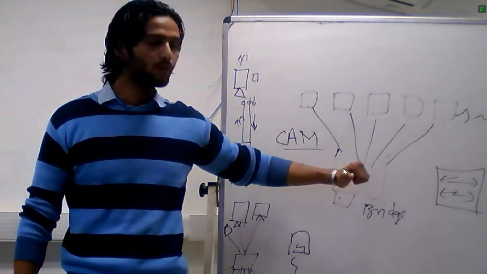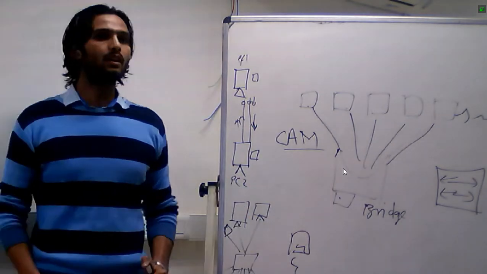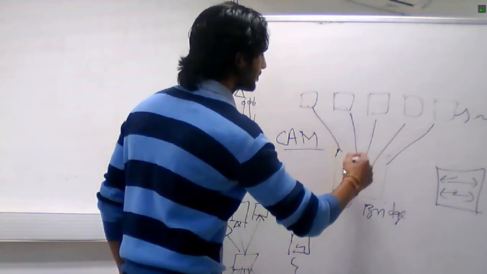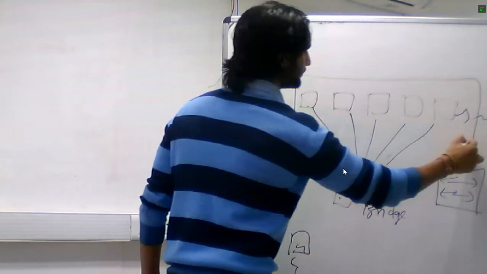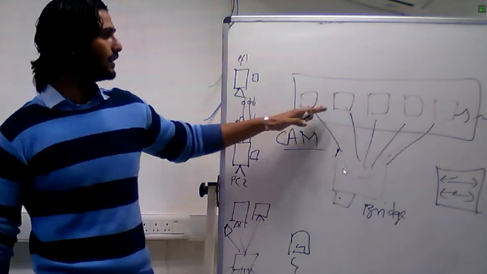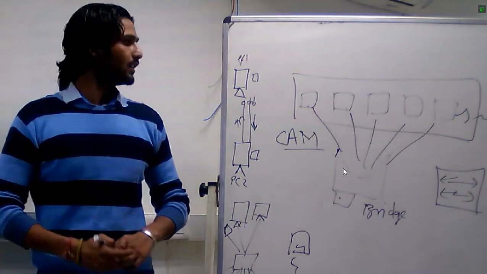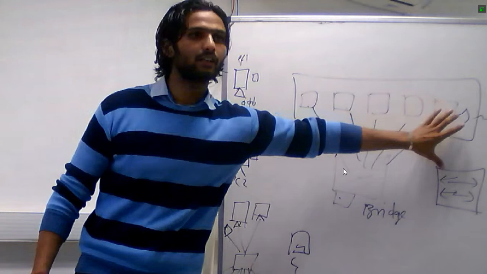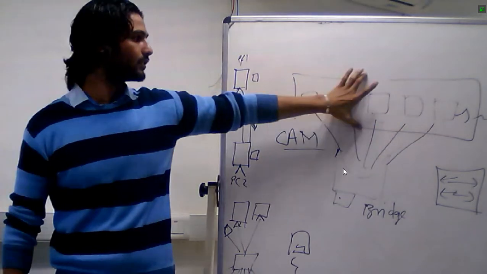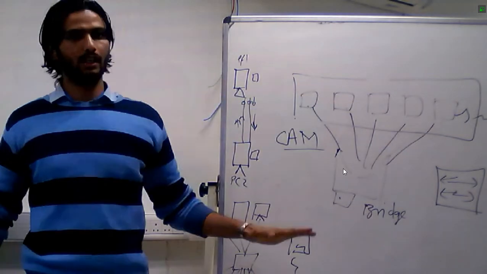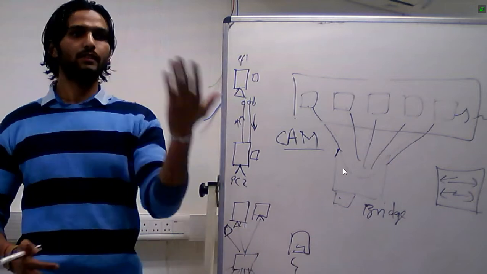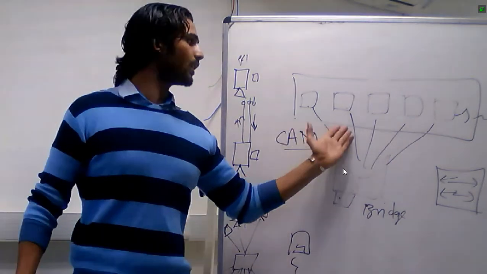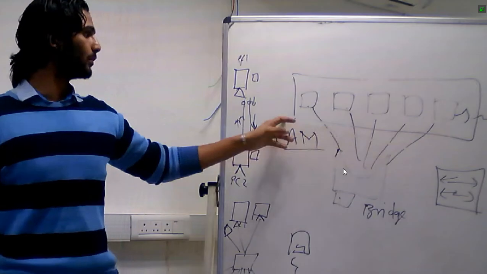Moreover, the switch provides us more collision domains. What is a collision domain? Suppose this is my network. So it's a kind of domain. 5 PCs are connected to this network. So they are in one domain. They will send data and receive data, and this will be called a collision domain.